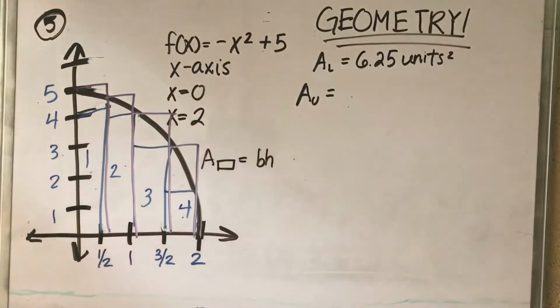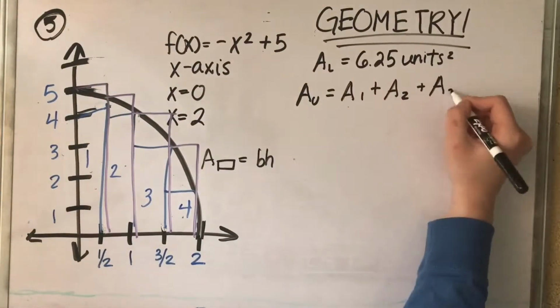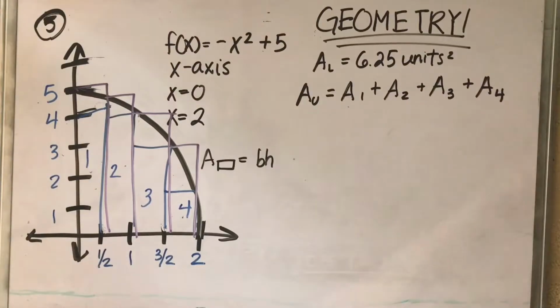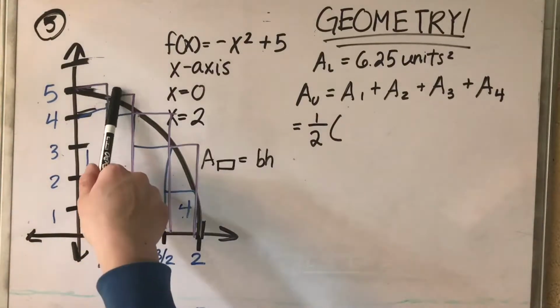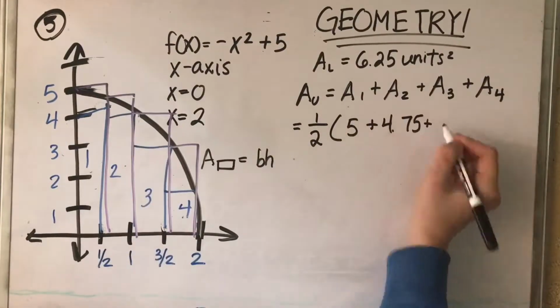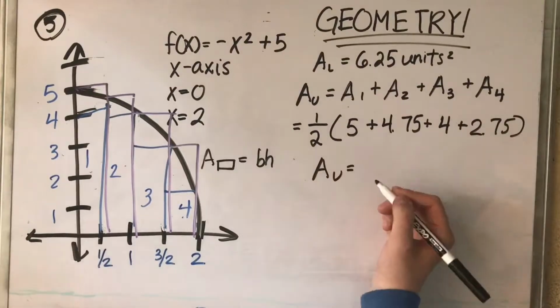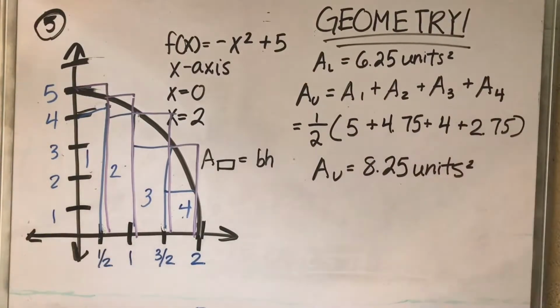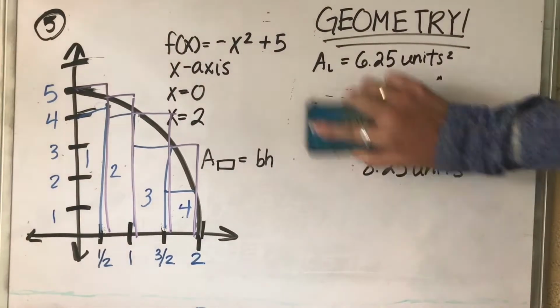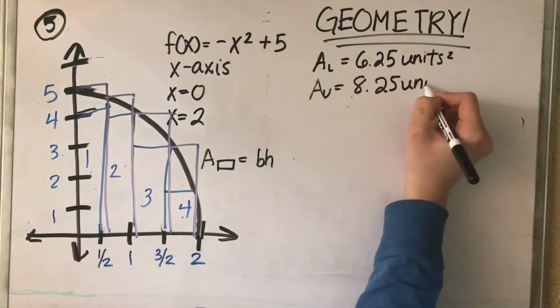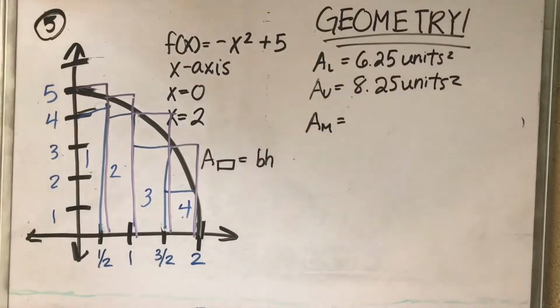We are going to need to draw our rectangles above the curve in order to do this. The formula remains the same. We can again factor out the 1/2 for all of the rectangles share the same height. Plug in the bases and then solve. We find the overestimated area using the upper Riemann sum to be 8.25 units squared. So now we know that the actual area under the curve is somewhere between 6.25 and 8.25 units squared.